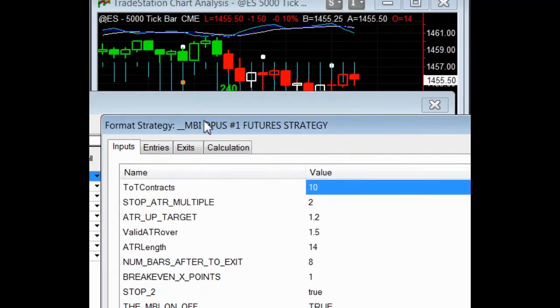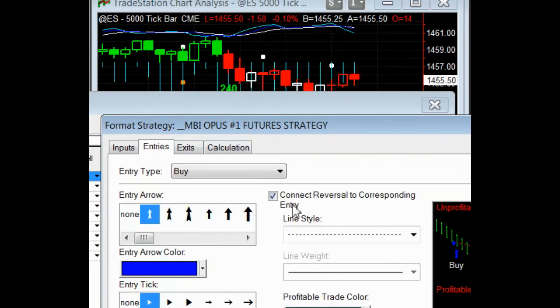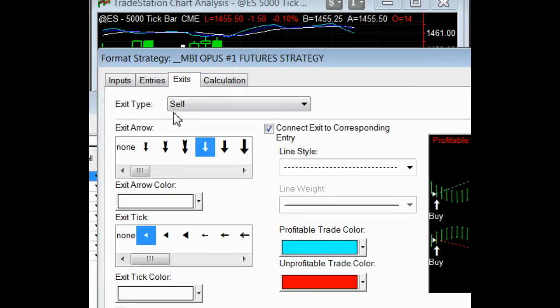And then into your format, this is another little key one that you would go to. You would go to your entries. You can change what it looks like from that standpoint. You can also alter the colors of the lines, what it basically says. You can change it up here to your buy.